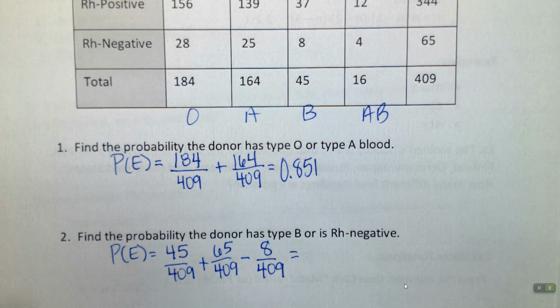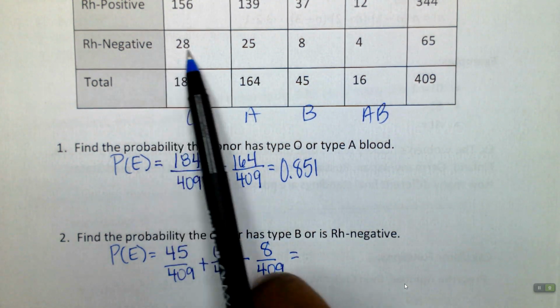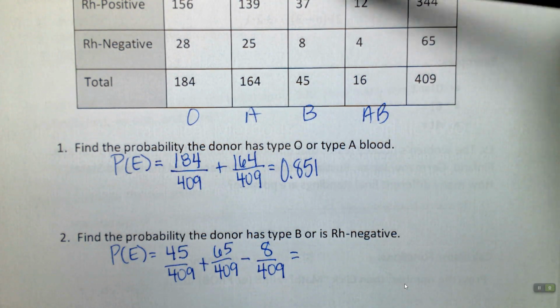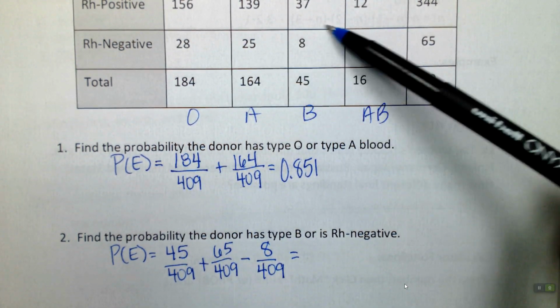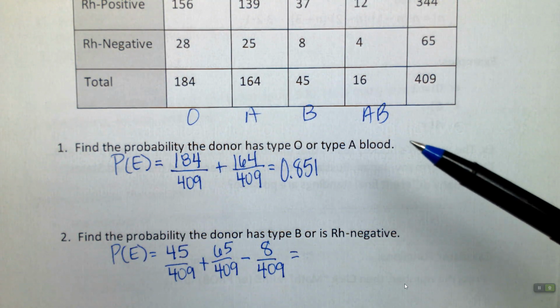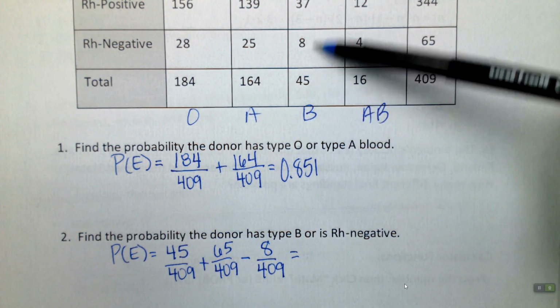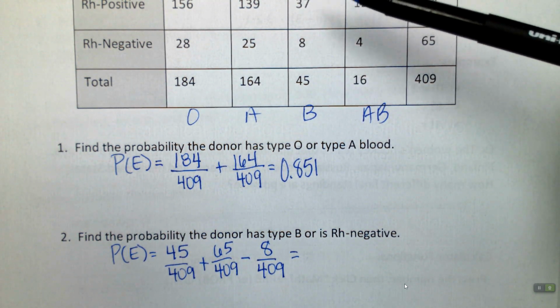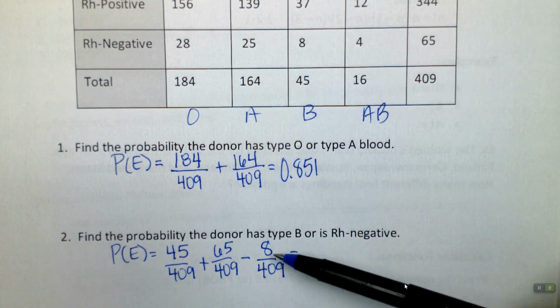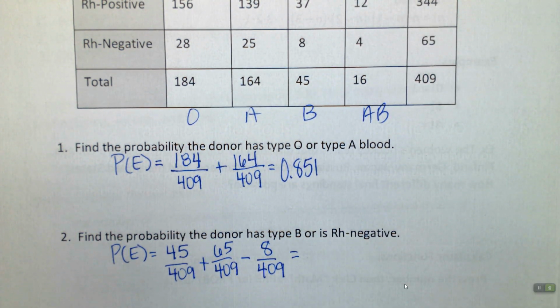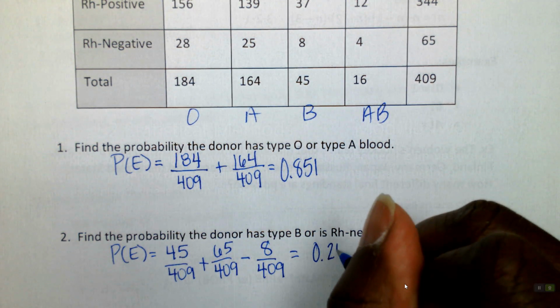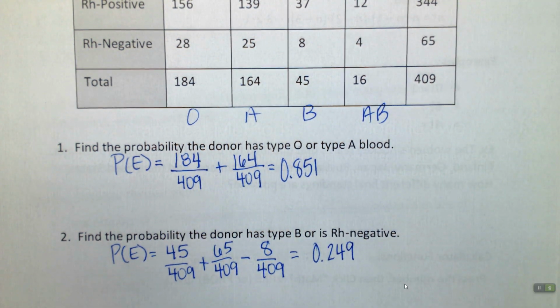Make sure everybody's good with that. So we added to get the 65, we added to get the 45, but we ended up adding the same 8 people that were Rh negative, they showed up in the B. So we had to take them out just once. That's why we only take them out once. So what's that answer? 0.249. Good.